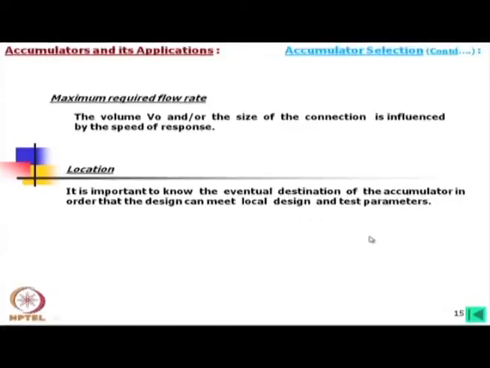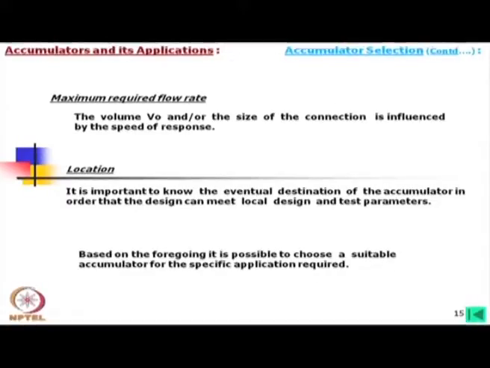This is the position, location selection of the accumulator. Based on the foregoing, it is possible to choose a suitable accumulator for the specific application required. There are other factors also which are not discussed, but these are the major factors we have to consider.